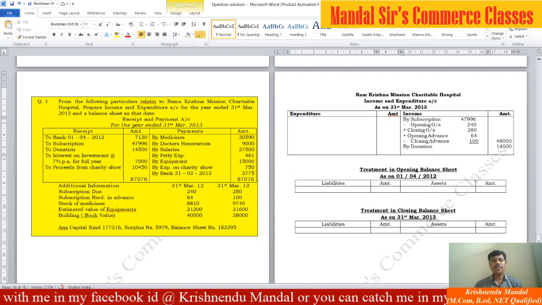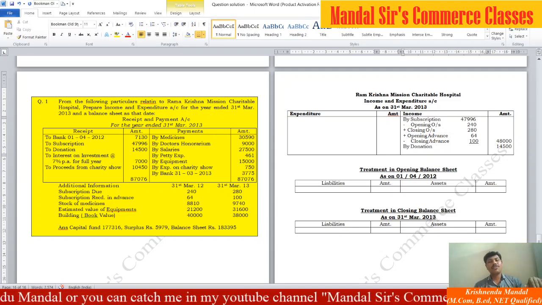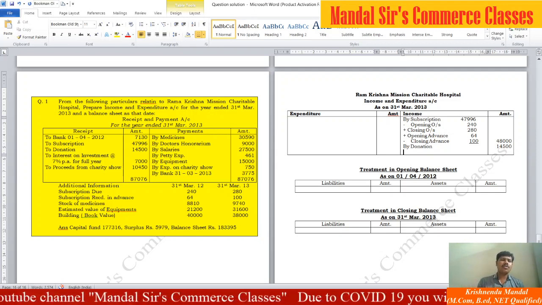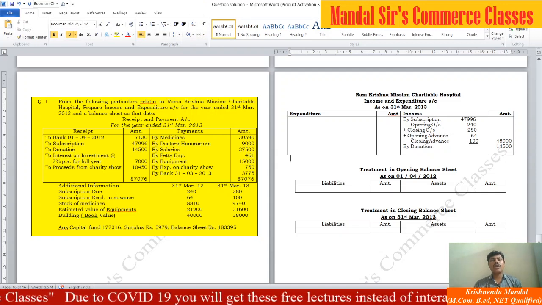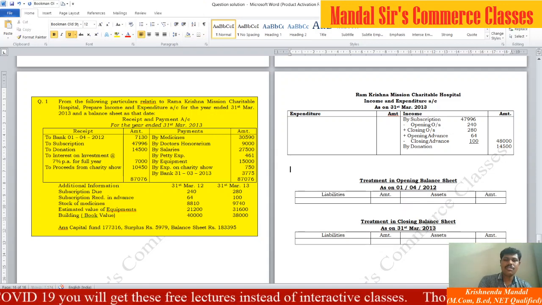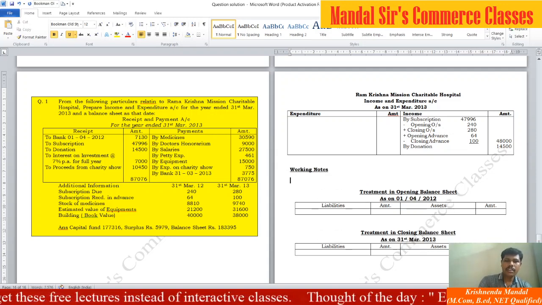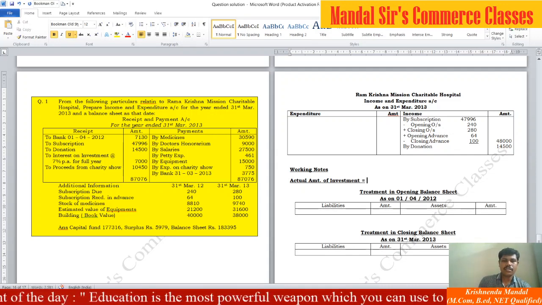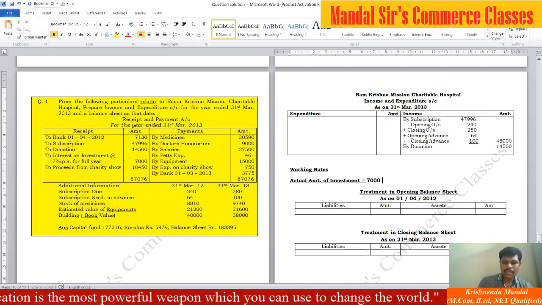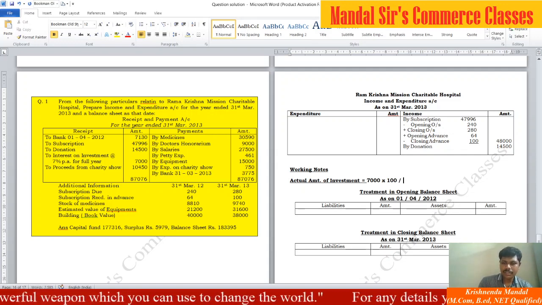So how will the interest come? We will assume that this interest is on the investment purchased during the previous year, on which we get the interest of 7% this year also. So we have to calculate the amount of that investment. Here we will show the working note. In the working note, actual amount of investment is equal to 7,000 into 100 divided by 7. After solving this, you will get rupees 1 lakh.